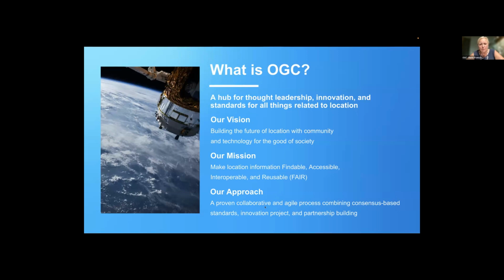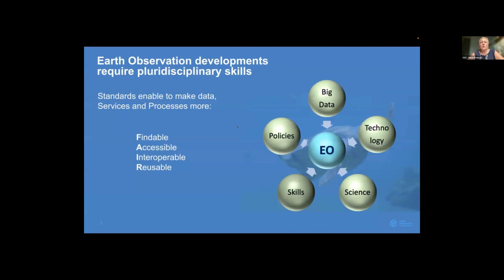And we have an innovation project, and I'm attached to this innovation project to try to build solutions based on these standards. So Earth observation and ocean is part of that, requiring pluridisciplinary skills, and the standards enable us to make the data and processes more findable, accessible, interoperable, reusable. As said before, this is what OGC is working on, because what we need to merge is big data, technology, science, skills, and policies. And you need all these components, and you can consider that standards is part of technology, but for some people it is a science, and you need some skills, and the policies can recommend standards.